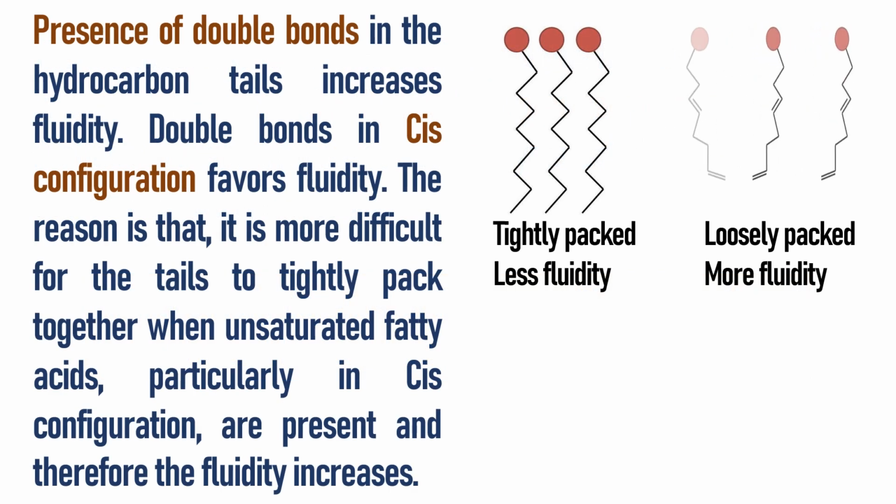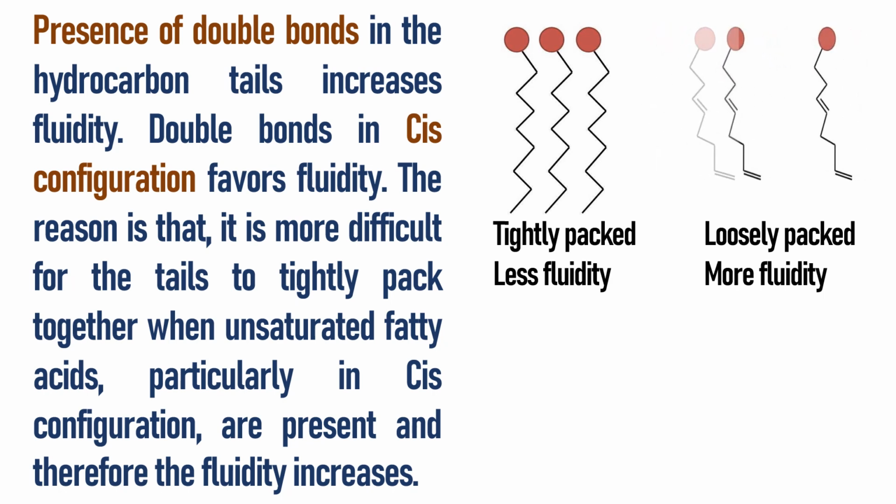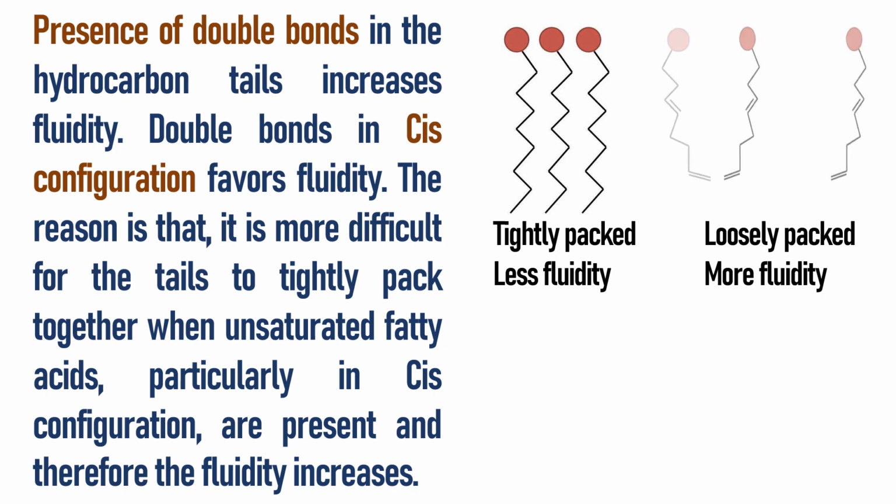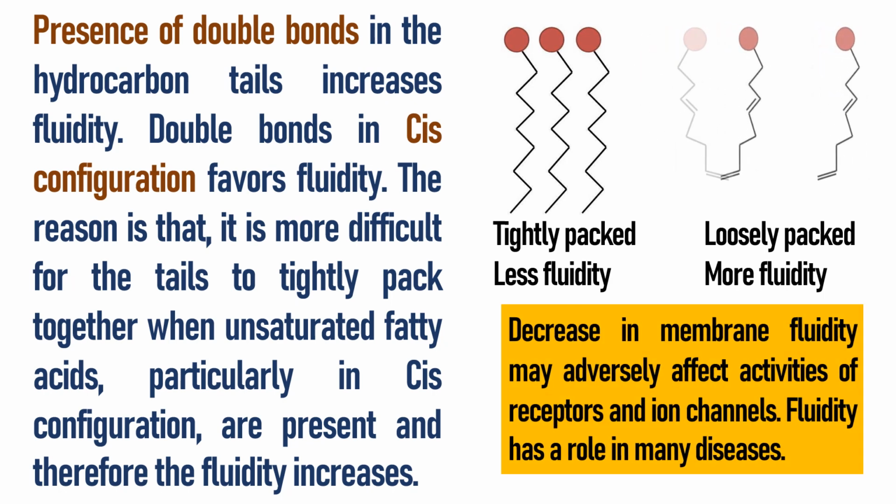Presence of double bonds in the hydrocarbon tails increases fluidity. Double bonds in cis configuration favor fluidity. The reason is that it is more difficult for the tails to tightly pack together when unsaturated fatty acids, particularly in cis configuration, are present, and therefore the fluidity increases.